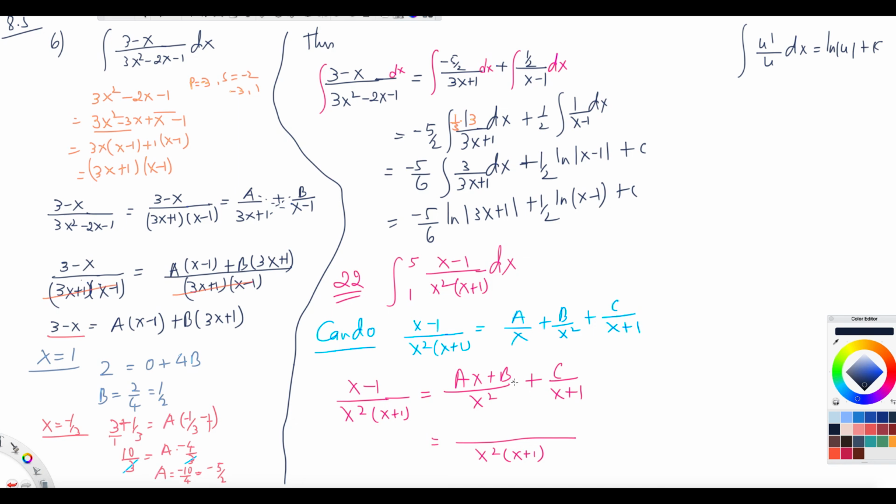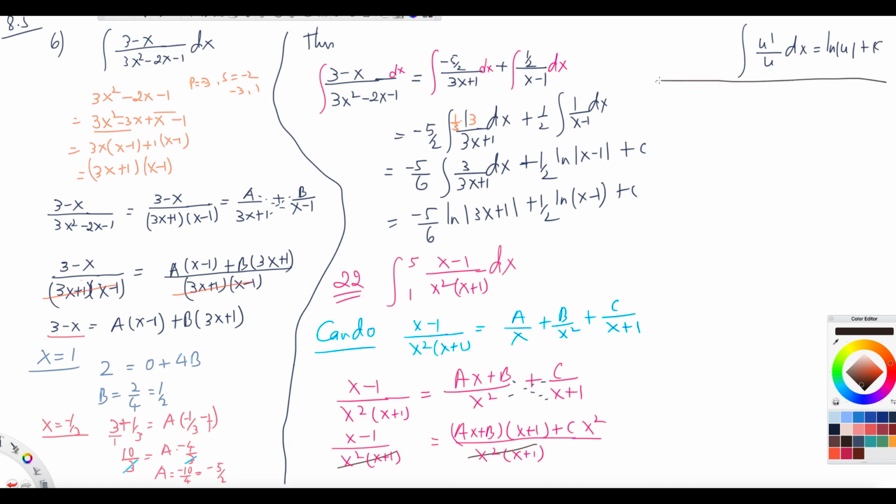And then you just do the cross multiplication. What do you get there then? So you get (ax + b)(x + 1) + c x squared. That's what you get. Okay, and on the left side it is the same thing, (x - 1) over x squared times (x + 1). Now look at this. You cancel the denominator because they are the same, right? So what do you get then?